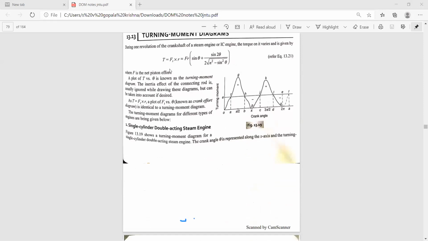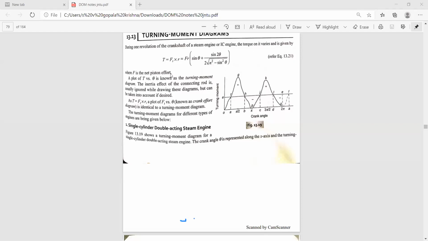Okay, next topic, turning moment diagrams. All of you observe that during one revolution of the crankshaft of the steam engine or IC engine, the torque varies. The turning moment equals Ft into R. The formula is Fr into sine theta plus sine 2 theta by 2 into square root of n square minus sine square theta.